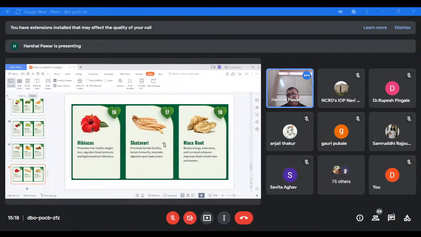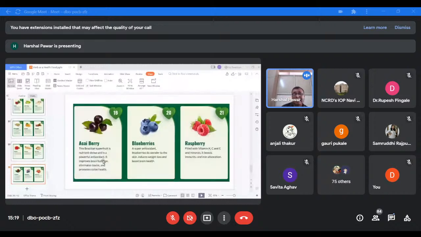Maca root, this is a drug which elevates your mood, right? And it also boosts the energy. Acai berry, it is also called a Brazilian superfruit. So it offers both nutritional benefit as well as very good antioxidant property because of the phenolic constituents. Blueberries are there. They are again antioxidant and help to reduce the weight. Raspberry, this is one more constituent which is rich in tons of different vitamins like vitamin K, vitamin C, vitamin E, and so many minerals are there.